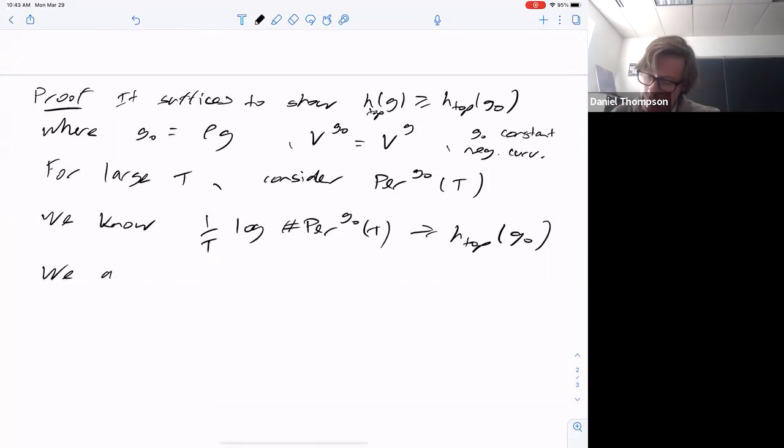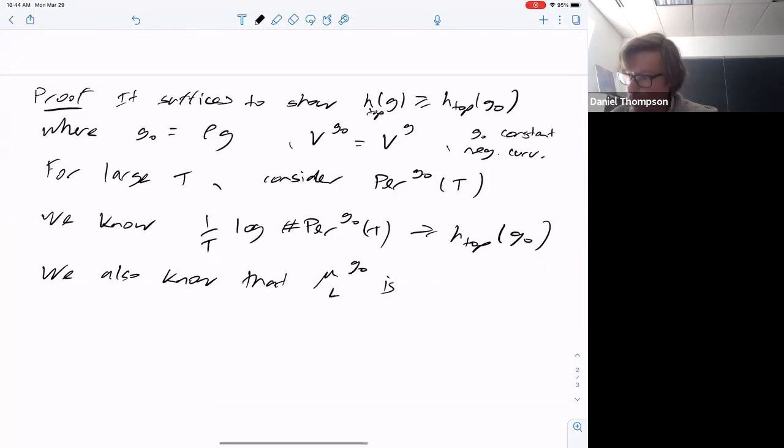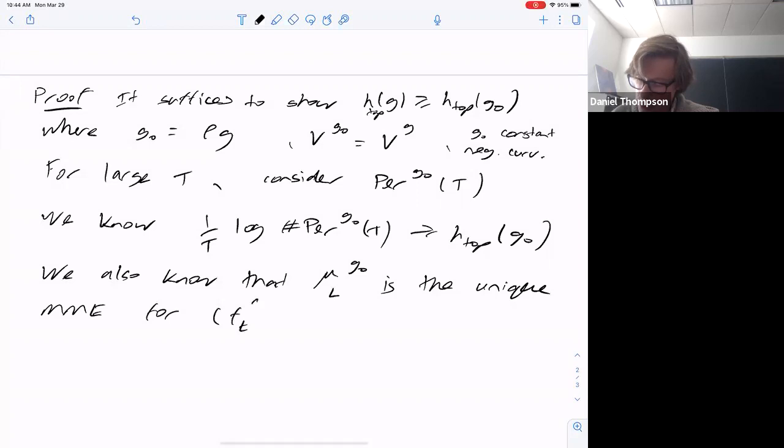And we also know that mu sub L of G0, the Liouville measure for G0, is the unique measure of maximal entropy for the geodesic flow with respect to G0. This is only true, as we'll see, at G0. Let's just think a moment, why is it true for G0? There's probably various ways to see it.